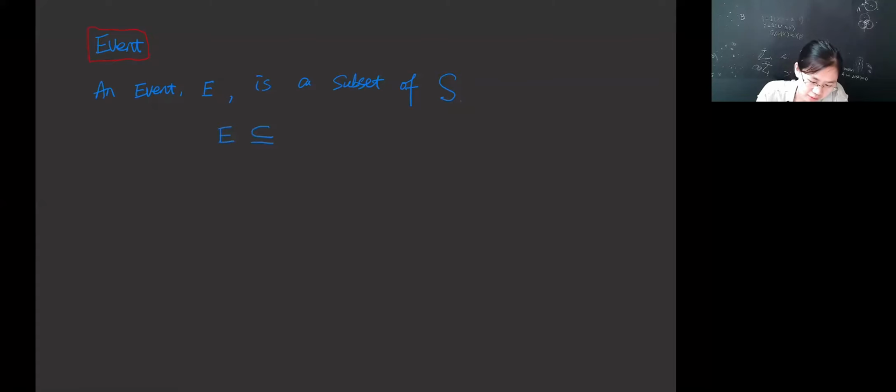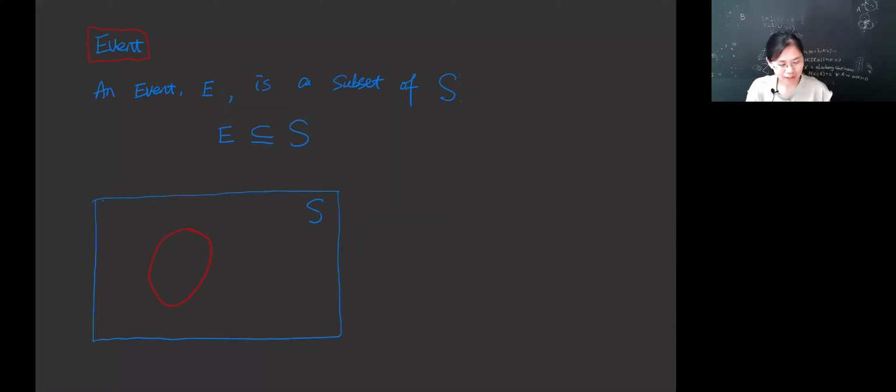Now that's sample space. The next concept is event. What is an event? Typically we denote it by E. An event is a subset of the sample space, or written as E is a subset of S. This is the subset symbol. In a Venn diagram, this is the box that stands for the sample space S, and a subset of S, an event, is typically symbolically represented by a circle in this box, and that is an event.